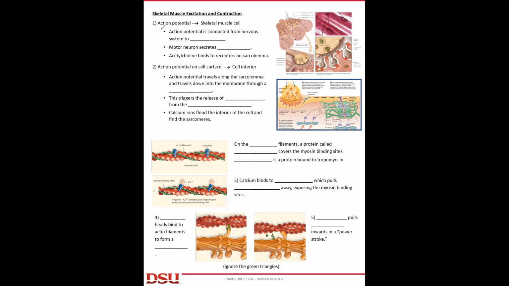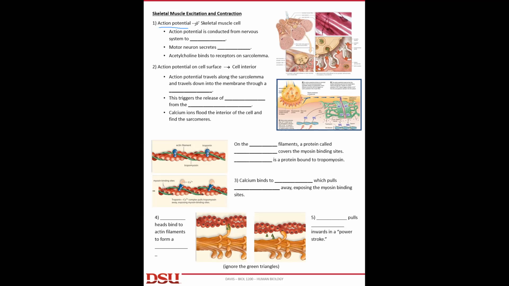All right, let's review action potential. That's from our nervous system. Remember that the action potential is a signal or a stimulus coming through the nervous system to relay that something needs to be done. So the action potential in a neuron is sent to the effector, which in this case is going to be a skeletal muscle cell.